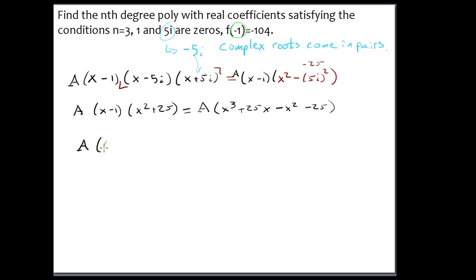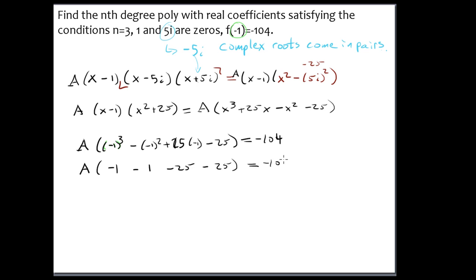So I'm going to take negative 1 cubed. Let's write that so we can actually see it. Negative 1 cubed minus negative 1 squared plus 25 times negative 1 minus 25 has to be equal to negative 104. So this is that constant times negative 1 minus 1 minus 25 minus 25, which is equal to negative 104. I get negative 52. A times negative 52 is equal to negative 104. Oh, this constant is 2.